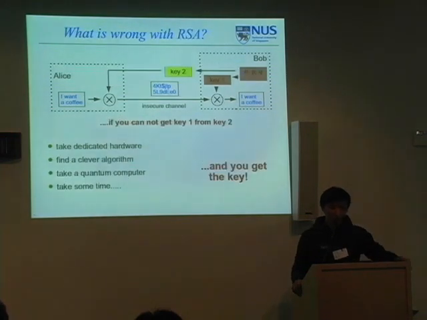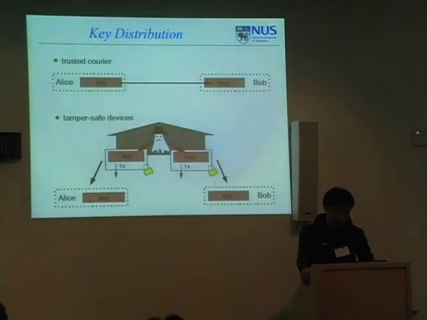Now, what is wrong with RSA? Well, there's nothing really wrong with it, except that the security of this asymmetric method of encryption is based on the difficulty or the perceived difficulty of factorizing numbers. So what happens is that if you take dedicated hardware, or you find some clever algorithm, or you can have a quantum computer, and then you take some time with it, and then you can finally extract the key. So the security of the communication can be compromised in some ways. Now, so the problem is this.